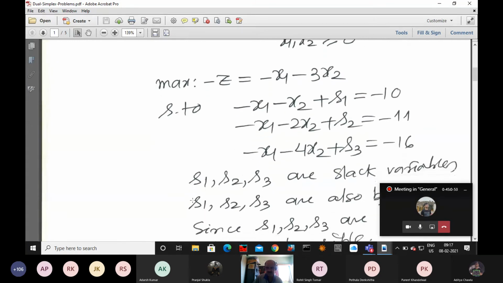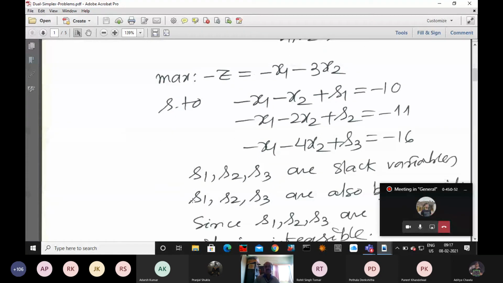Now see, I am adding slack variables. Maximize minus z, which is minus x1 minus 3x2, subject to x1 minus x2 plus s1 equal to minus 10. Similarly, minus x1 minus 2x2 plus s2 equal to minus 11. And similarly, x1 minus 4x2 plus s3 equal to minus 16.